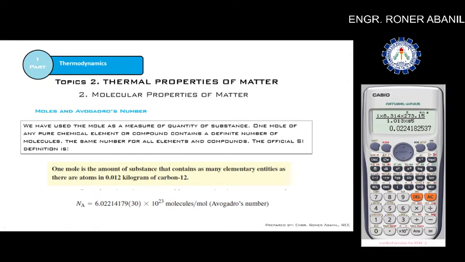So, pasok tayo sa second topic under the thermal properties. Ito yung molecular properties of matter.